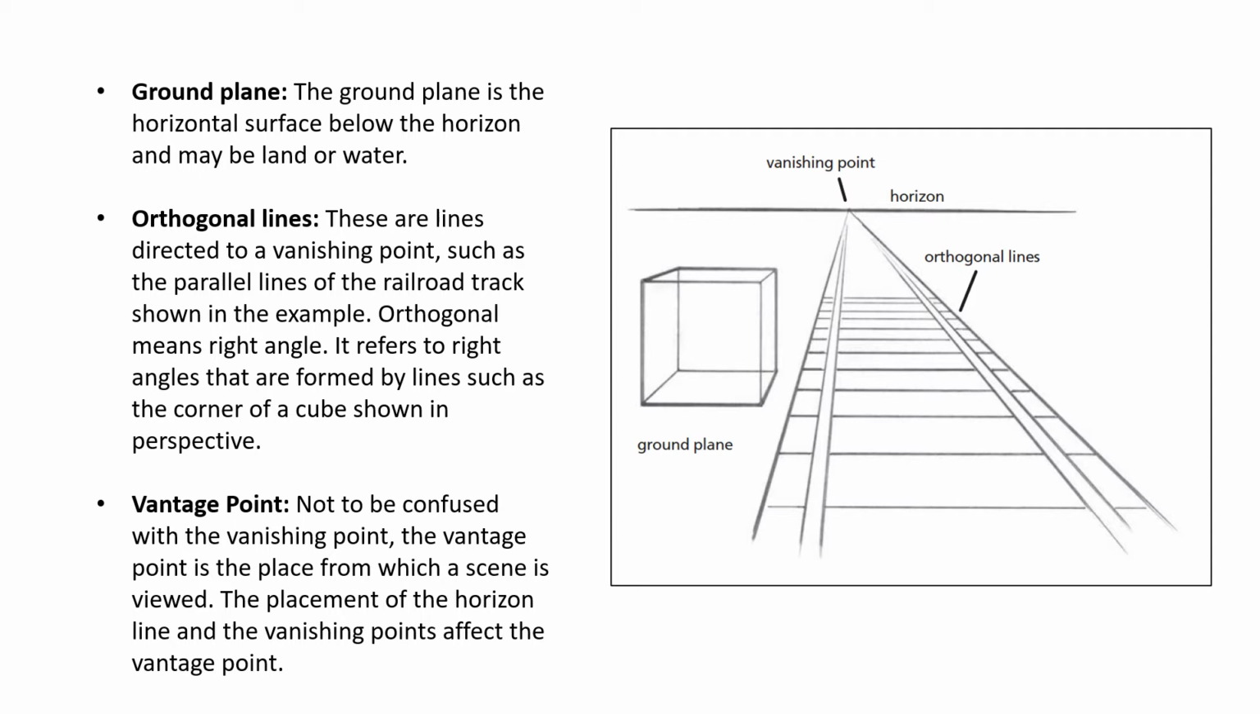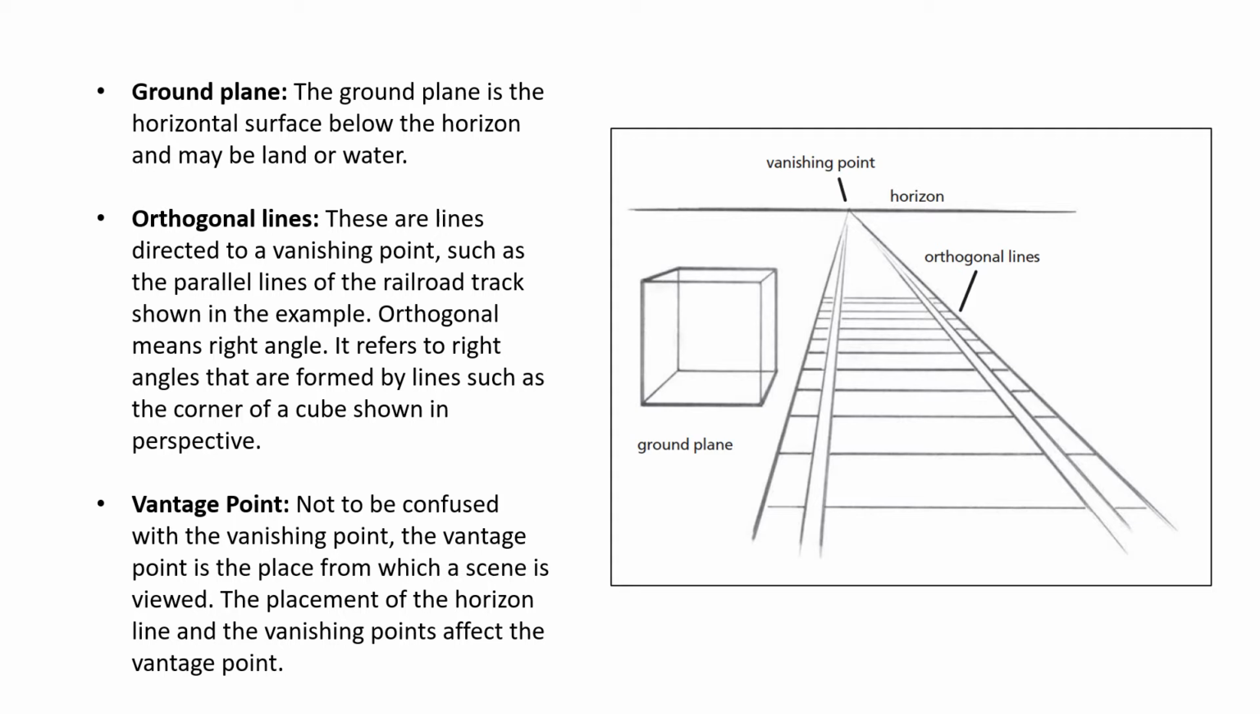Orthogonal lines. These are lines directed to the vanishing point, such as the parallel lines of the railroad track shown in the example. Orthogonal means right angle. It refers to right angles that are formed by lines, such as a corner of a cube shown in perspective.